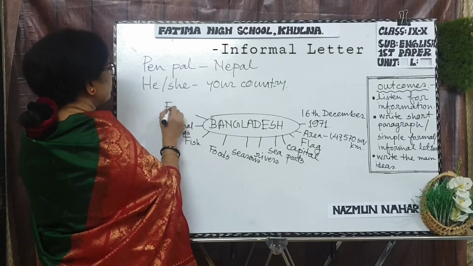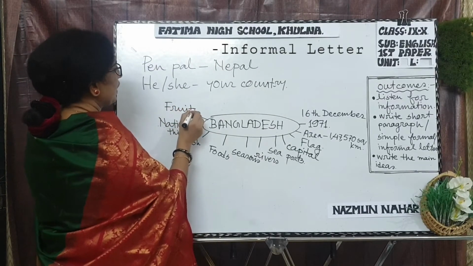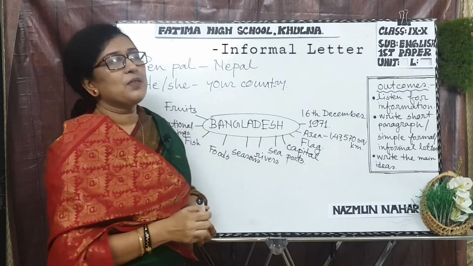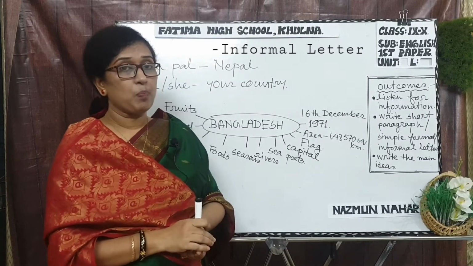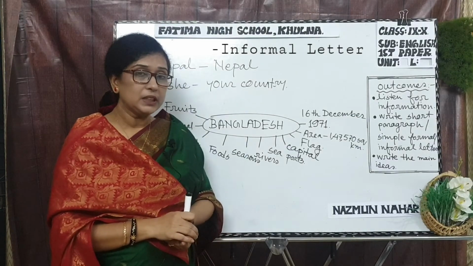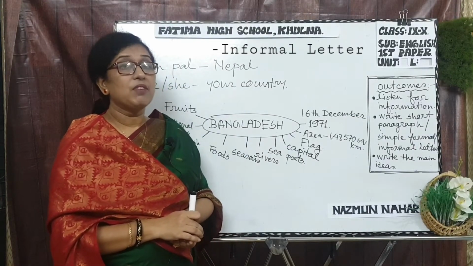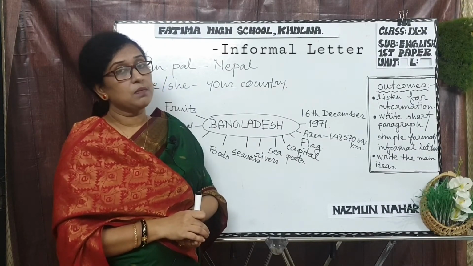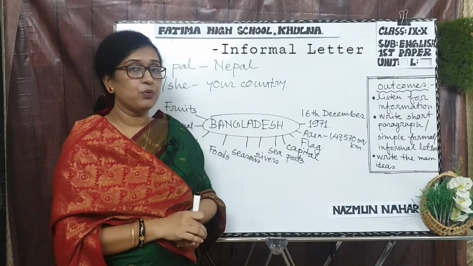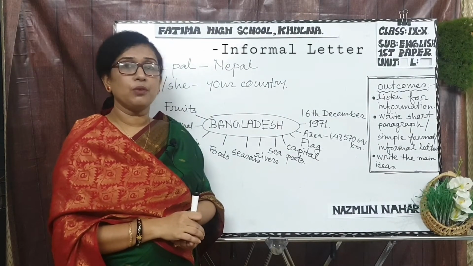Fruits. There are different types of fruits. Some of them we get in summer and some in winter. We can write about the vegetables also, and the fruits. Mainly we can write about the jackfruit, the main fruit, that means the national fruit of Bangladesh.